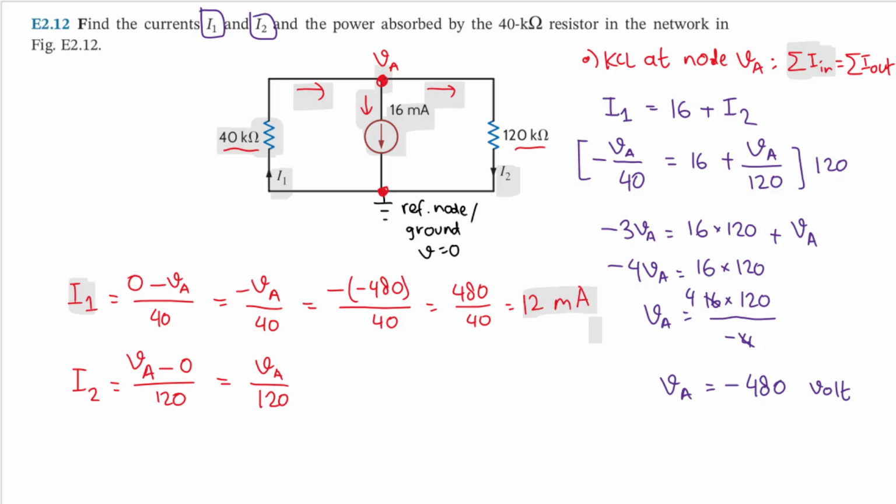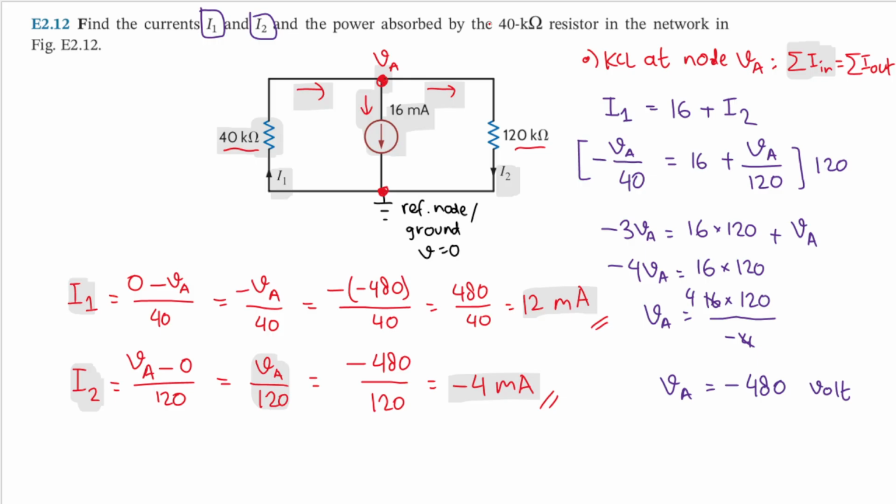Okay, that is good. And now what is I2? We can just plug VA here. So we will have minus 480 divided by 120. And that results in minus 4 milliampere. So we have the value of I2, which is this one here. Good, I have the values of I1 and I2.